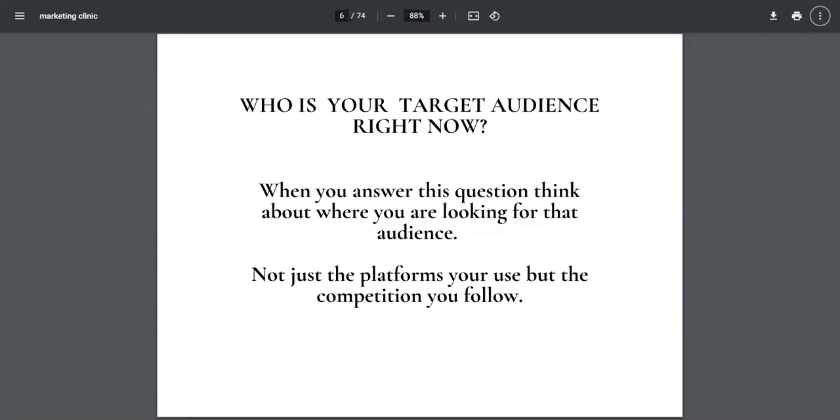And when I started, of course, like I said, it's not just the platform you use, but the competition you follow. My favorite platform is Instagram. So therefore, I started looking at my audience on Instagram. I started to try and find them and see what they do and how they do things. And it was the same with my competition. I started first looking at coaches and then eventually looking at Black coaches and see what they do. Okay, does that make sense?